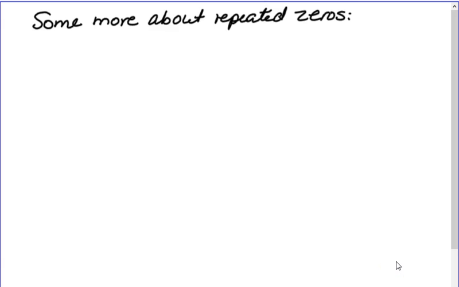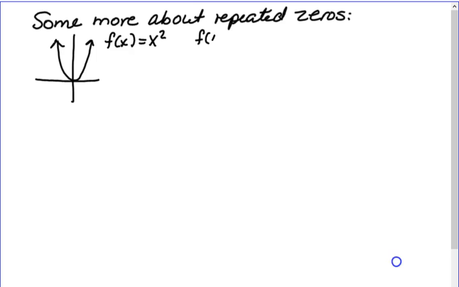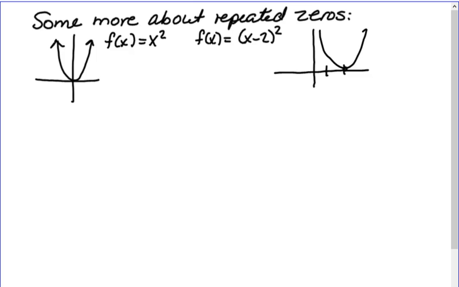If you are confused about the idea of repeated zeros, let me give you a couple of simple examples that might help. Hopefully you're familiar with the basic graph of f of x equals x squared. Now let's say that we do a transformation on that equation and we have the equation f of x equals x minus 2 squared. That graph is just the graph of the parabola shifted over 2 to the right. Okay, so kind of like this.